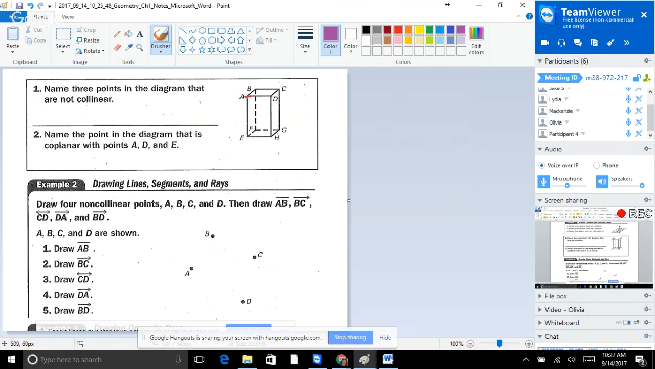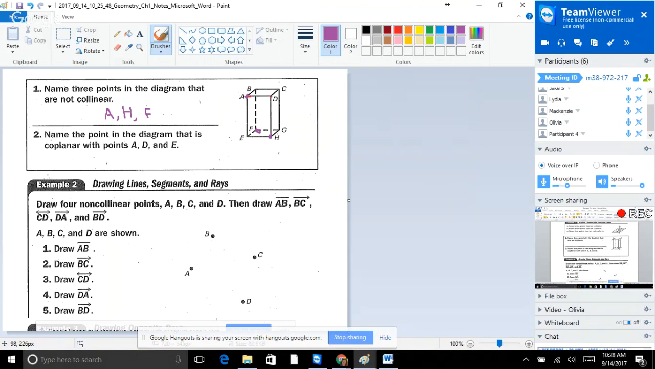We'll say we've got point A here. Let's pick point H down here. That's not on the same line as A. And then we could pick point F back here. So one possible solution would be A, H, and F. So write that: A, H, and F. There are many, many solutions to this. There are many combinations of points that are not collinear. Okay? That makes sense? Pretty easy?